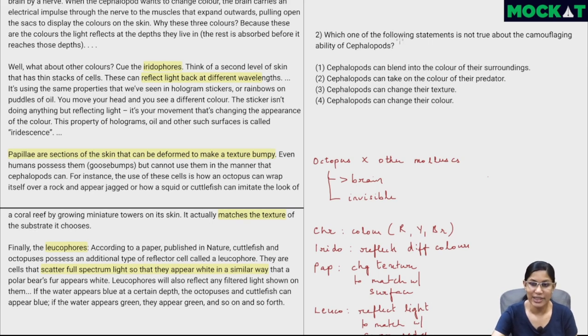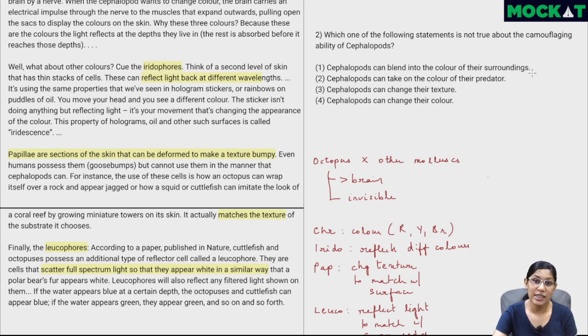So now let's solve the remaining questions. Which one of the following statements is not true about the camouflaging ability of cephalopods? So luckily we've noted down everything about how cephalopods camouflage themselves. So let's try and see which one is not given here, and that would be the answer. Like I already said, if you want, you can avoid noting and you can also go back. We have 4 paragraphs where the camouflaging abilities are mentioned. You can always validate it with those, and in most cases the first sentence will actually help us to understand what exactly is happening with that particular organ.